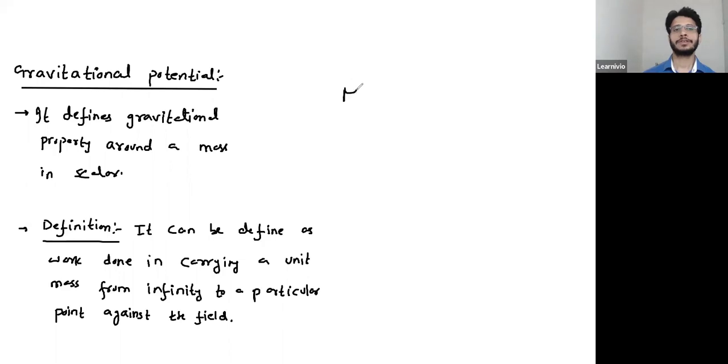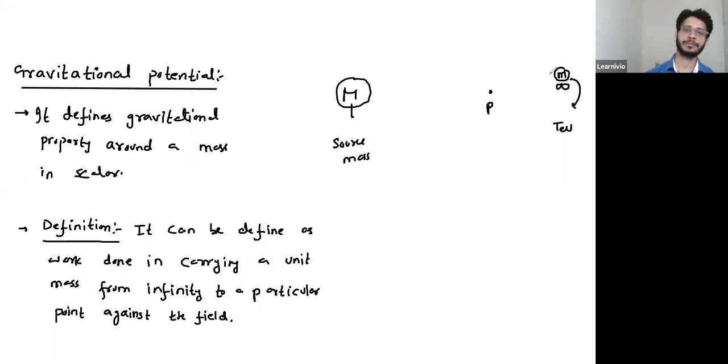See, let's say you have a mass capital M. This is my source mass. I ask you to calculate the potential of this source mass at this point P. This is generating some potential over P. So to calculate that potential, I choose infinity. I take a test mass m here. Then I calculate the work done in carrying this test mass from infinity to this P, that I call W infinity P.